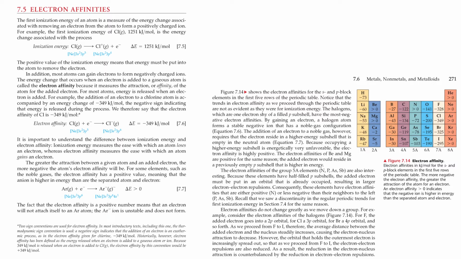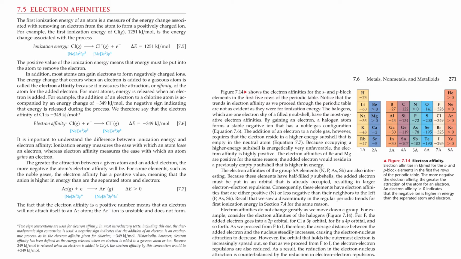Section 7.5, Electron Affinities. The first ionization energy of an atom is a measure of the energy change associated with the removing of an electron from the atom to form a positively charged ion. For example, the first ionization energy of chlorine gas is 1251 kilojoules per mole. It's the energy change associated with the process of changing chlorine into chlorine plus an electron.